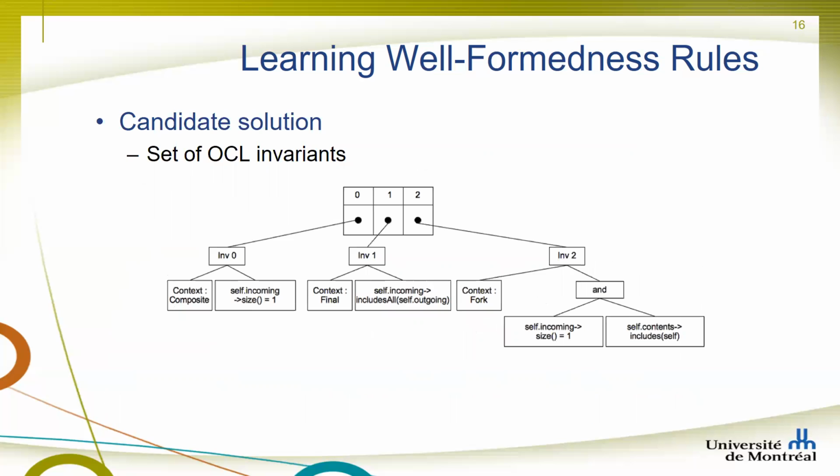Okay. So in this situation, what we did is the search space is any OCL expression that involves constructs from the metamodel defining the domain-specific language. Okay, so this is how we encode. So we have a set of invariants, OCL invariants. Each invariant is defining a well-formedness rule.